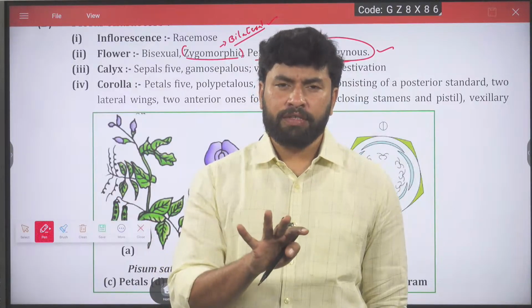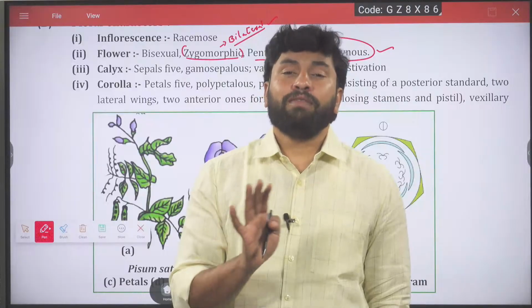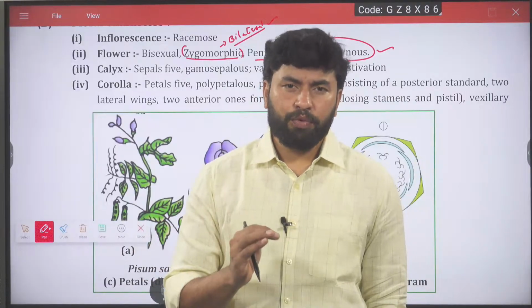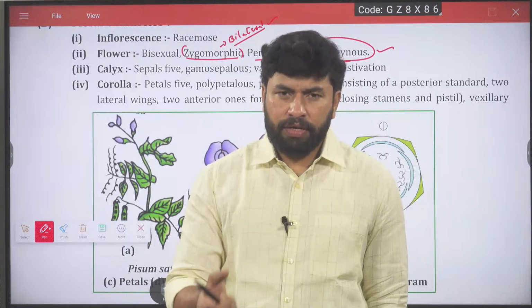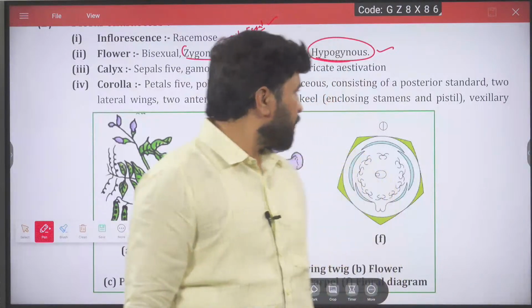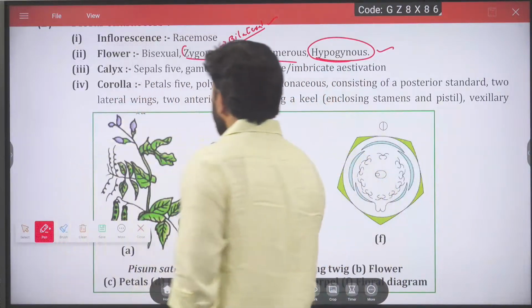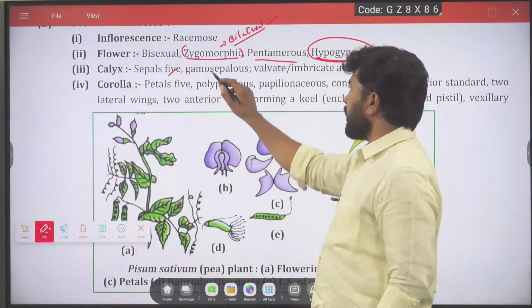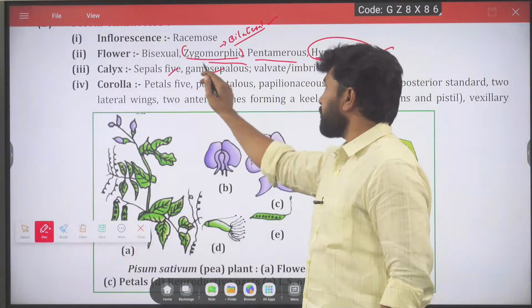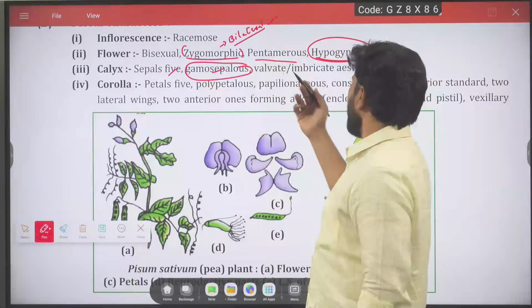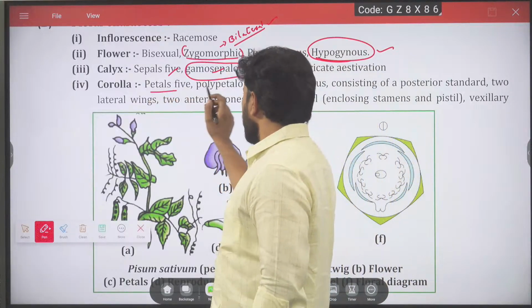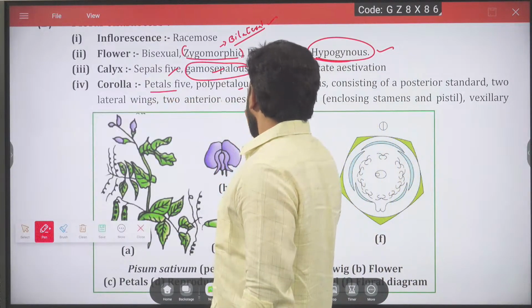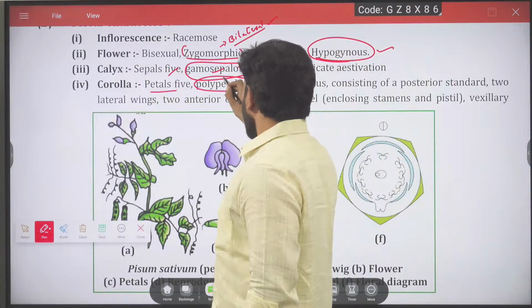Remaining all families, I mean to say, are having hypogynous flowers. Hypogynous flower means the ovary is superior. Okay. Calyx, pentamerous, gamosepalous, fused, important. Gamosepalous, valvate or imbricate aestivation. Okay. Corolla, petals 5, very important.